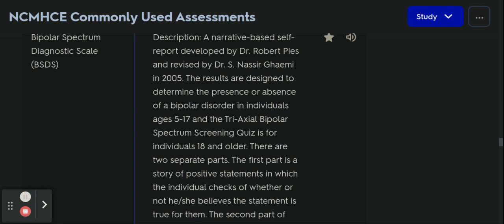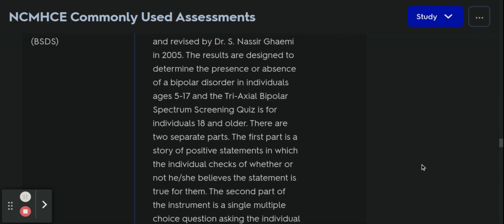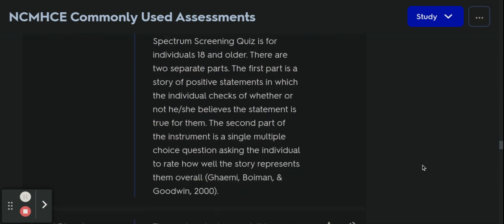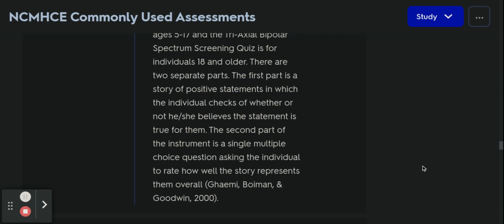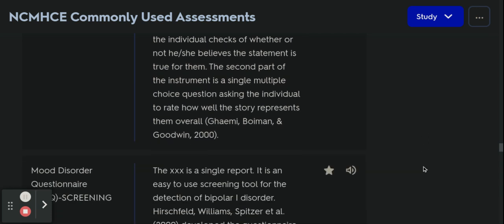The first part is a story of positive statements in which the individual checks off whether or not he or she believes the statement is true for them. The second part of the instrument is a single multiple choice question asking the individual to rate how well the story represents them overall.